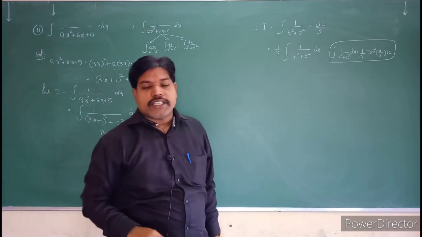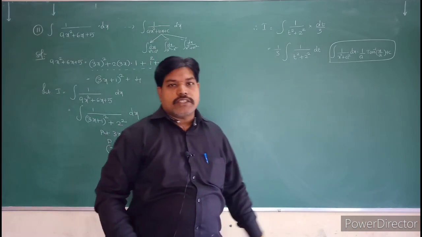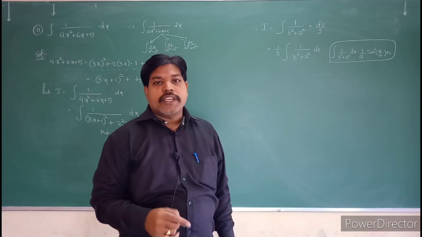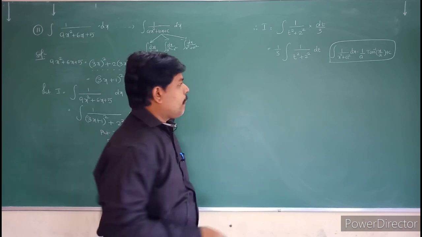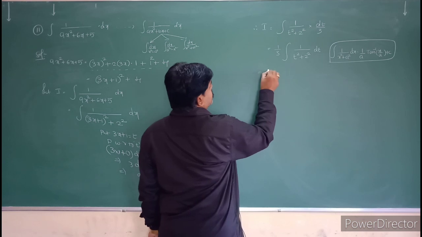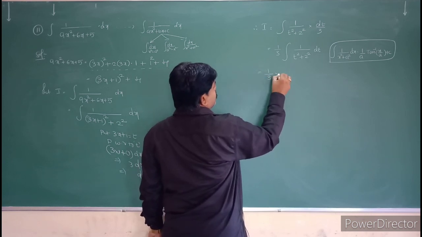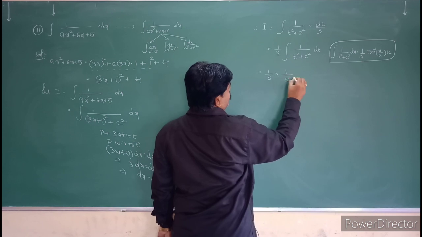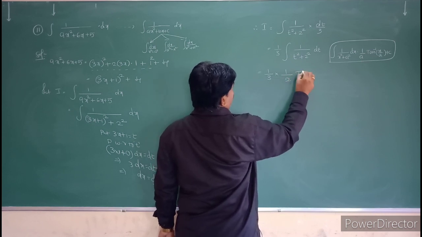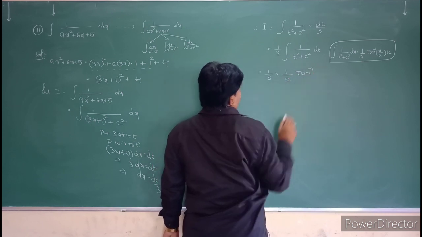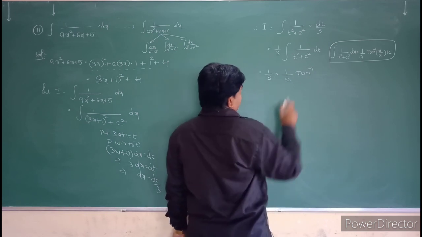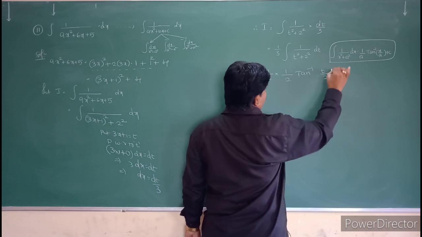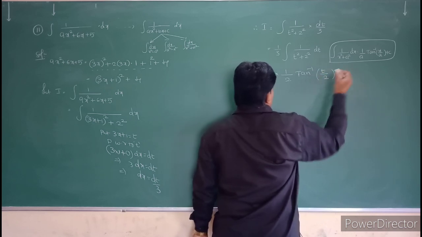Integral 1 by x square plus a square into dx is nothing but 1 by a into tan inverse of x by a plus c. So that is equal to 1 by 3 into 1 by a. What is the a value? 1 by a is nothing but 1 by 2 into tan inverse of x by a. X value is t, and the a value is 2, plus c.